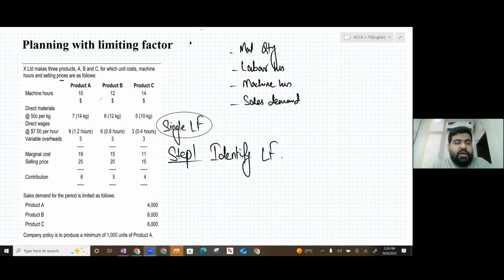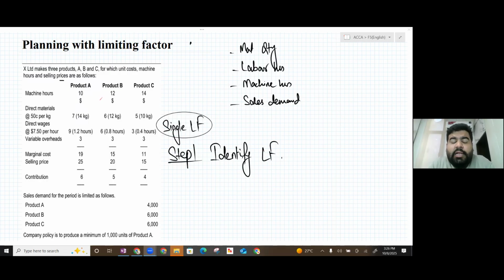We are going to start the next chapter, the second chapter of decision making. The name is planning with limiting factor. Actually, this topic is also included in MA2, the basic paper, but if you haven't done that paper, no issue, we'll do it from the basic level.